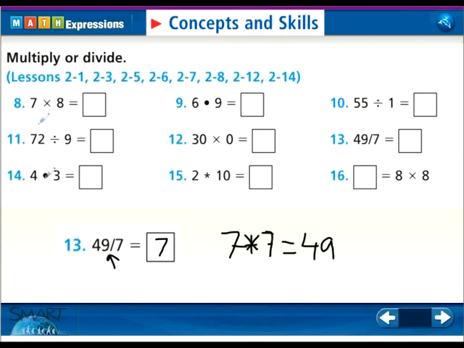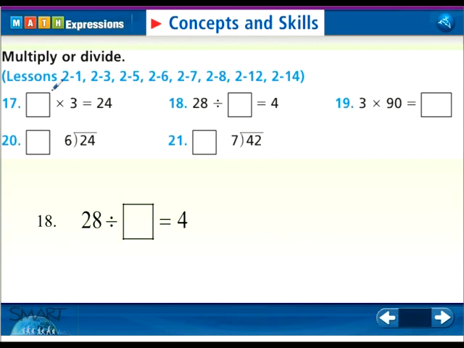The rest of those you'll be able to do on your own. Then we go on to this next part, and I just want to make sure you notice that these missing boxes are part of the equation. On number 21, this missing box goes right up here on top. Well, let's do this problem number 18. What is 28 divided by blank equals 4? Another way to write that would be 4 times box equals 28. And what's the answer? The answer is 7.